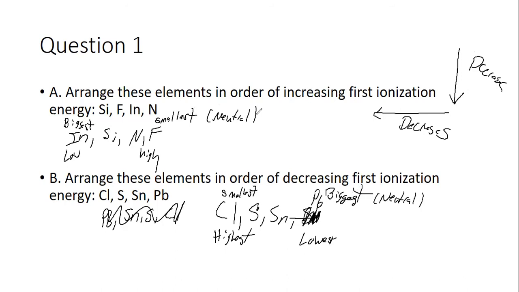Something that's big, it's easy to remove an electron. And again, that makes a lot of sense. If I'm an atom and I'm big, that means I have electrons far away from me. So it's easy to remove that electron. So let's say this was lead compared to something like chlorine, which is smaller.